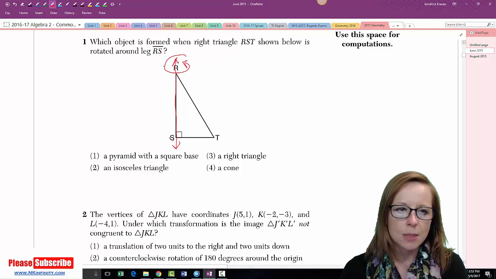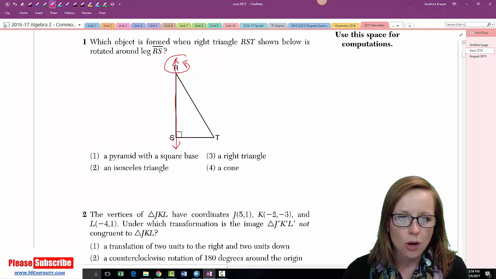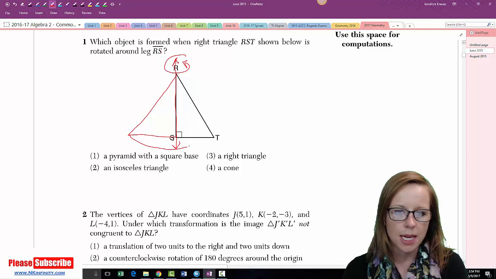And as soon as you say spin around, rotate it around, that's something circular. So I'm going to try to draw you a beautiful picture of what that might look like. So it'll look like that once it goes over to that side. And anything with a spin has a round base. So that looks like a cone. Well, let's see. Oh, choice 4.